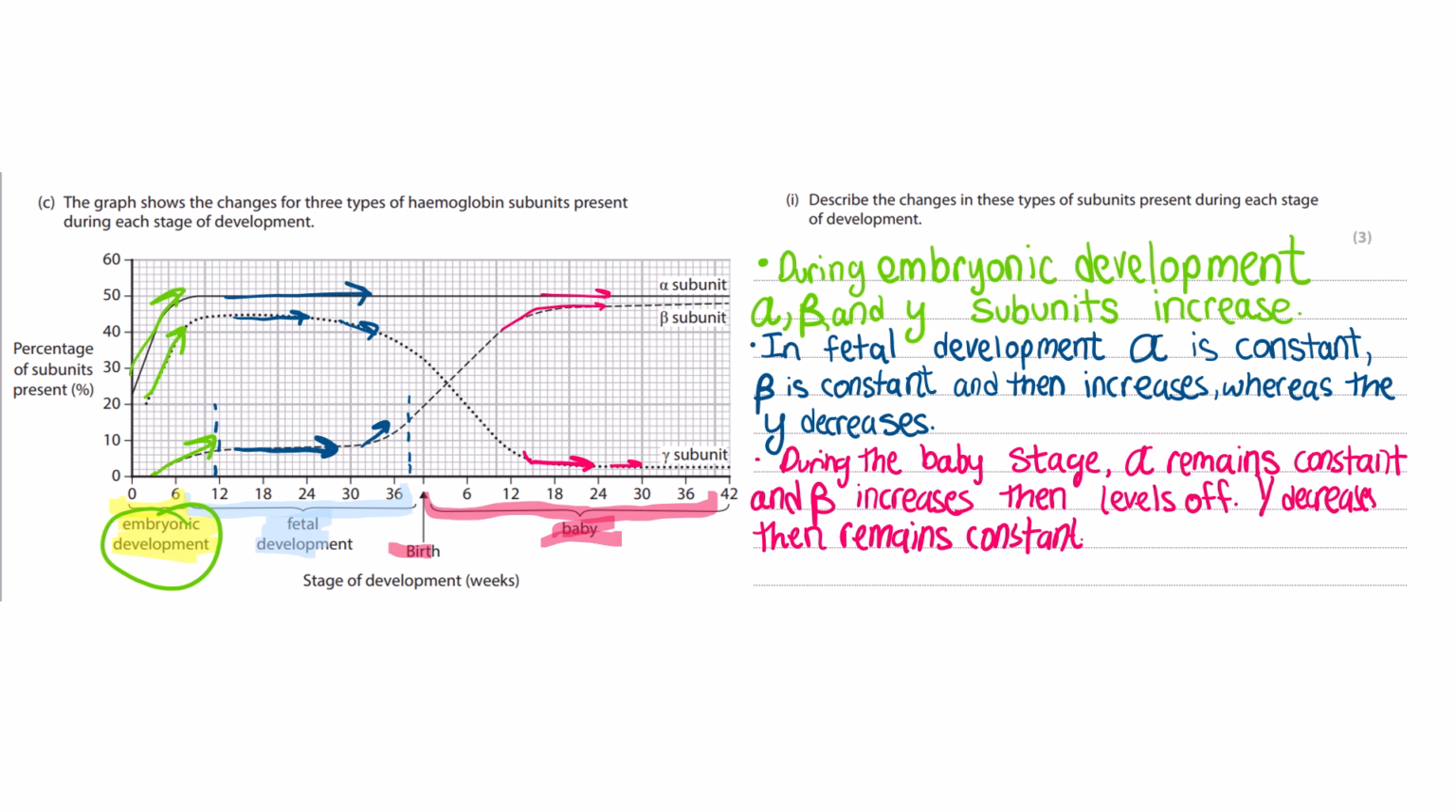Now the second one is the B, where they're more constant. So in fetal development, alpha is constant, beta is constant, and then increases, whereas gamma decreases. You can see gamma's decrease over here, and beta's slight increase over here. Okay, now during the baby stage, alpha remains constant and beta increases, then levels off. Gamma decreases, then remains constant.